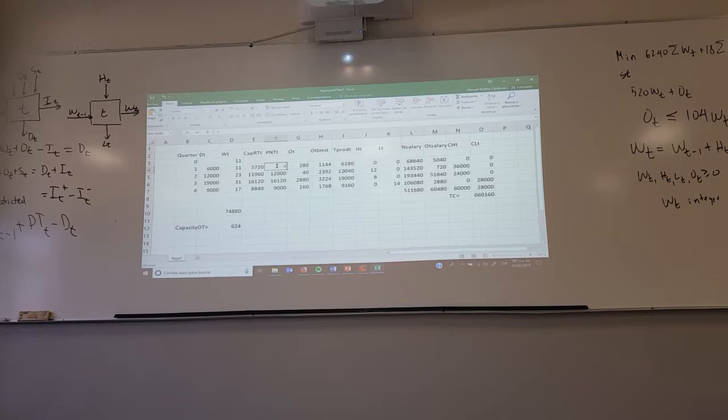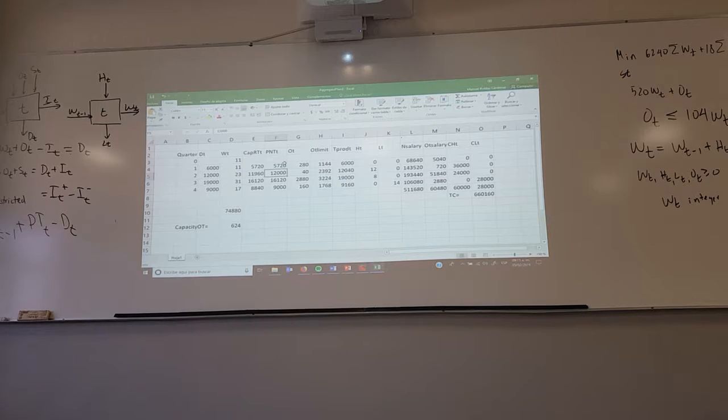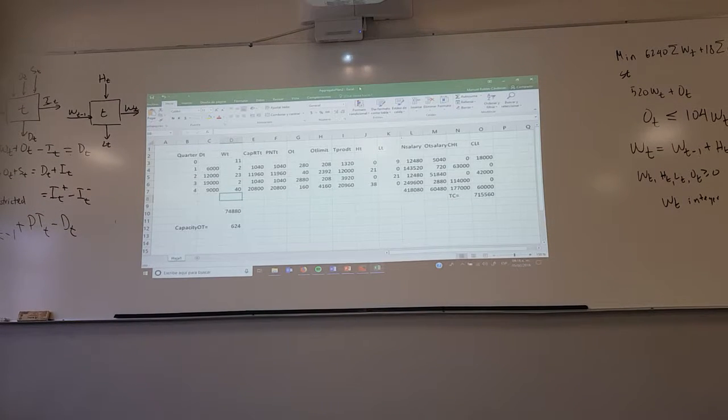So this should be 520 times the number of workers. That's what we wrote in Lindo, right? So I do this and I copy it. Extract here. And I'm going to rerun this. I'm going to change this to something else, and I'm going to rerun the solver.